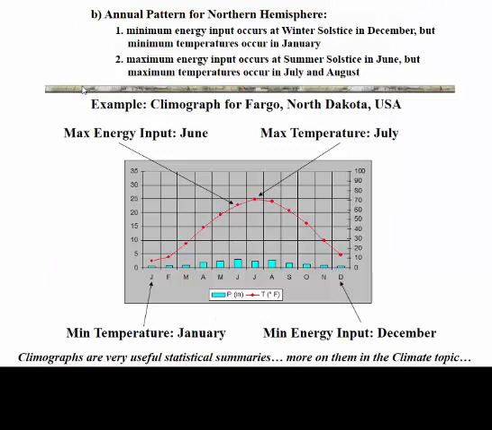You can see a climate graph for Fargo, North Dakota, so we can see the temperature, and you can see the maximum input is in June, in theory, where the sun is highest in the sky, but the max temperature is in July because of this agglomerated effect here.